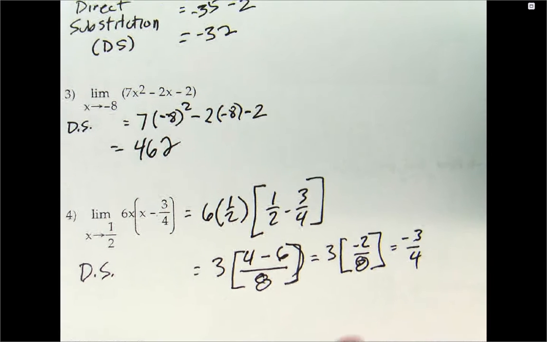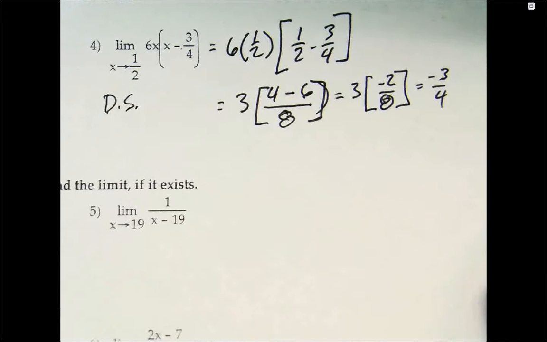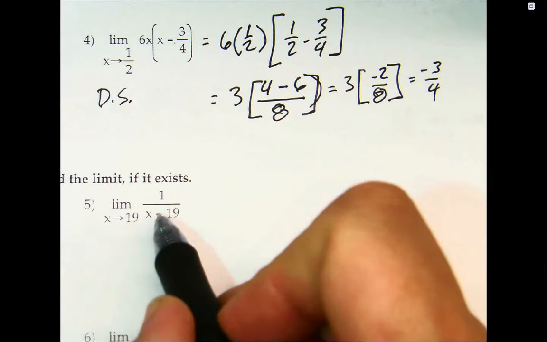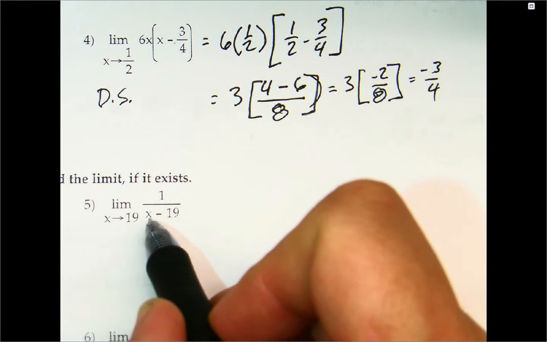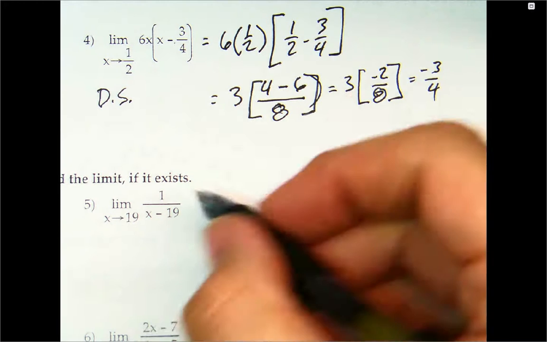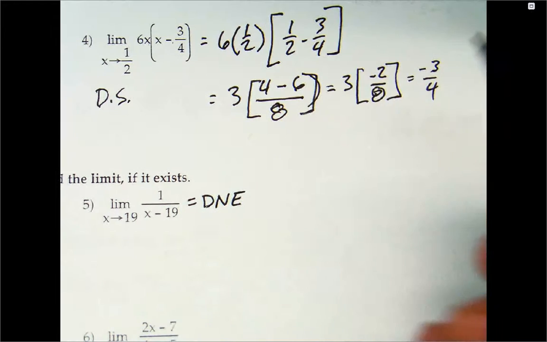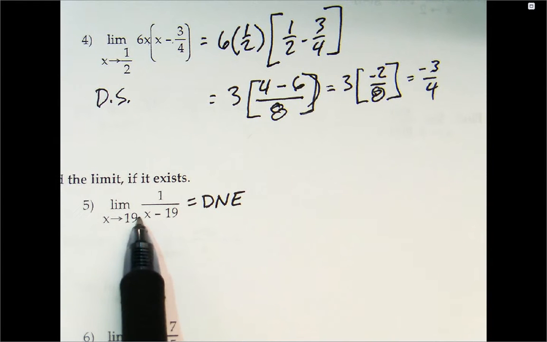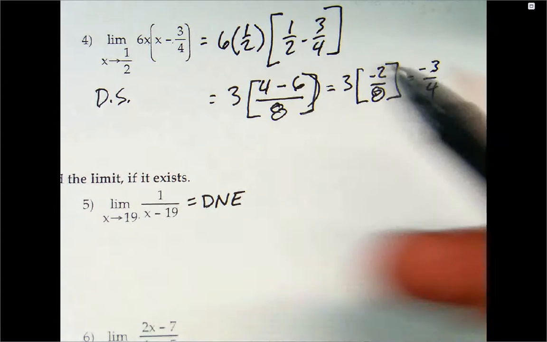Now, our next one here. We have a vertical asymptote at 19. Our limit will not exist in this case. If we come in from the left and from the right, from the left we'll get a negative value, from the right we'll get a positive value, so we can't get it to infinity, so we're out of luck in that case.